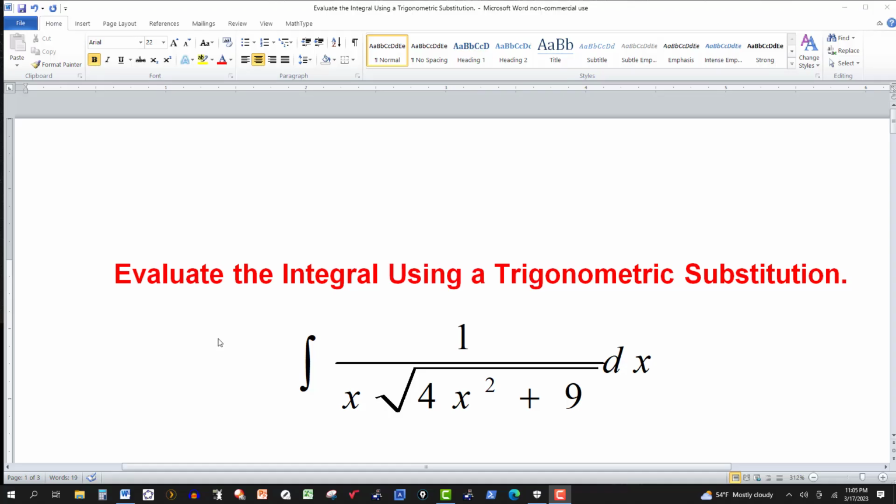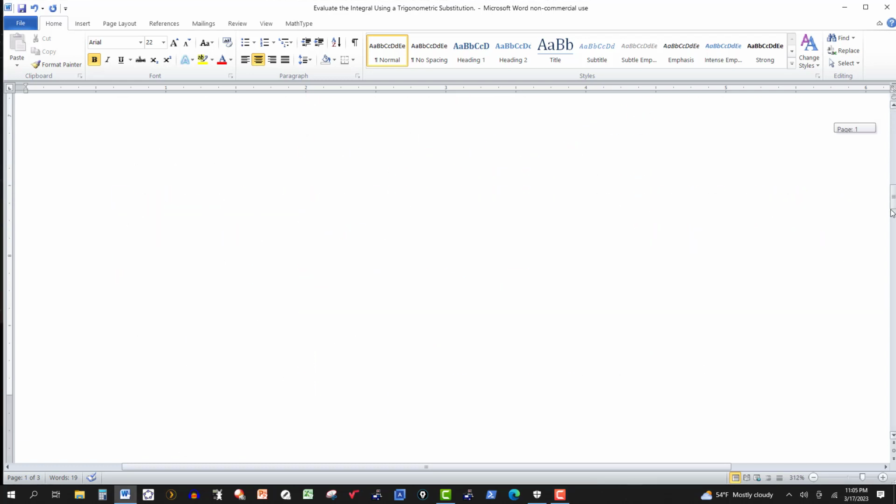So in this video we want to evaluate the integral using a trig substitution. We've got the integral of 1 over x times the square root of 4x squared plus 9 dx. There are three main substitutions that we could use.